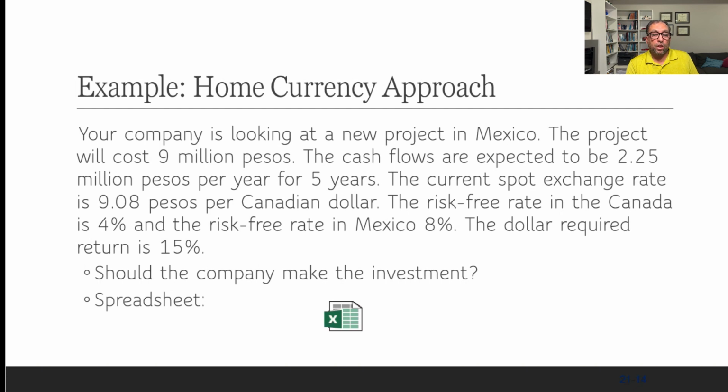For example, here is a case. Your company is looking at a new project in Mexico. The project will cost 9 million pesos. The cash flows are expected to be 2.25 million pesos per year for 5 years.